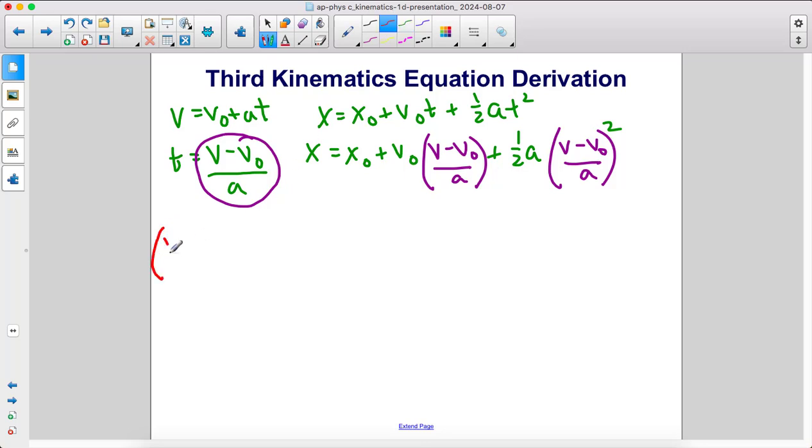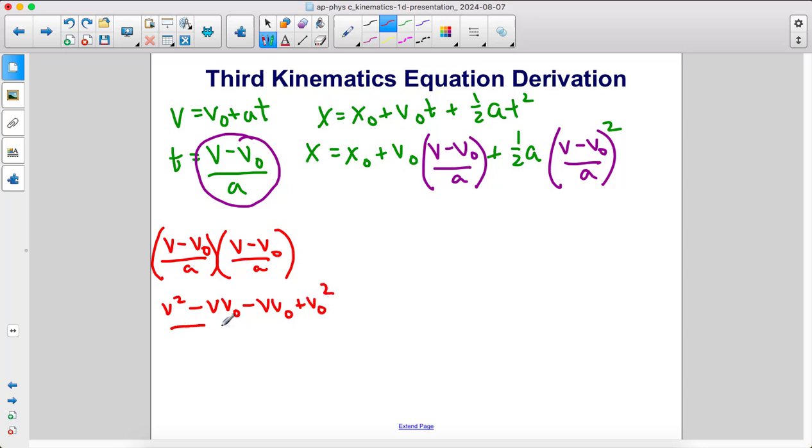So we have v minus v naught over a times v minus v naught over a. So we're going to do FOIL on top, right? First, outer, inner, last. v times v is v squared, minus v times v naught, minus v naught times v, plus v naught squared, over a squared. Now we can combine those, right? So this becomes v squared minus 2v times v naught plus v naught squared over a squared. So now I'm going to go back here. I'm going to put that in here.